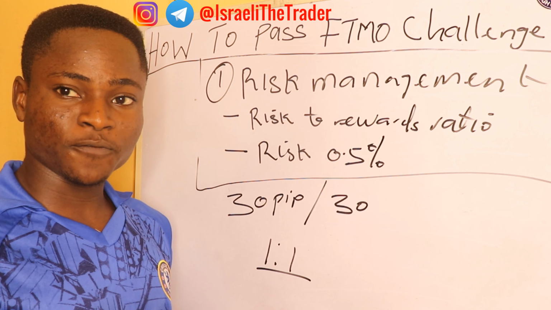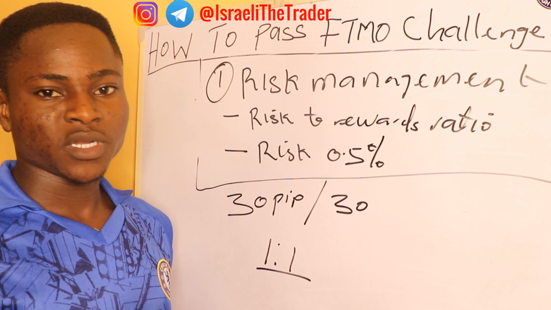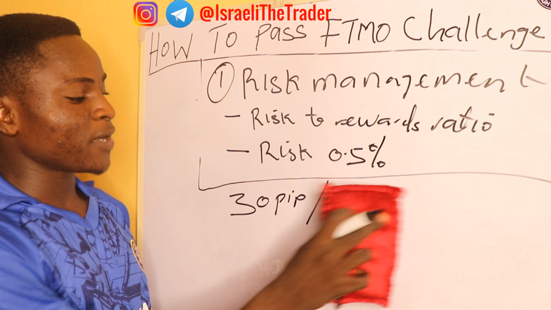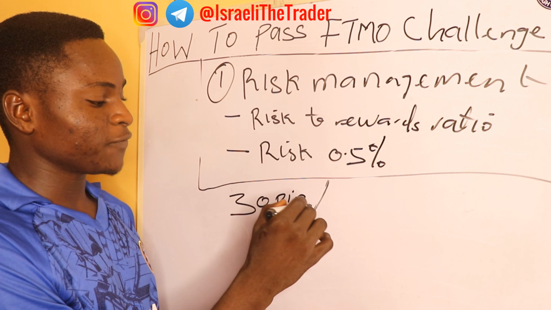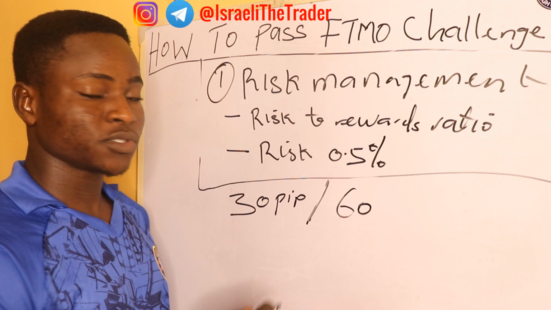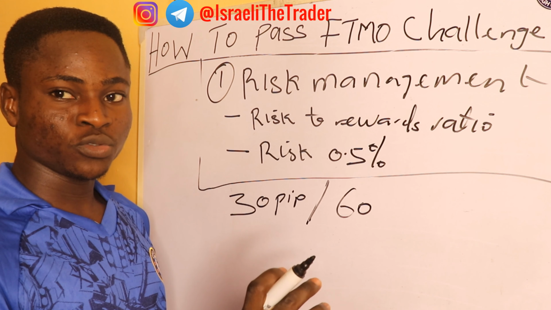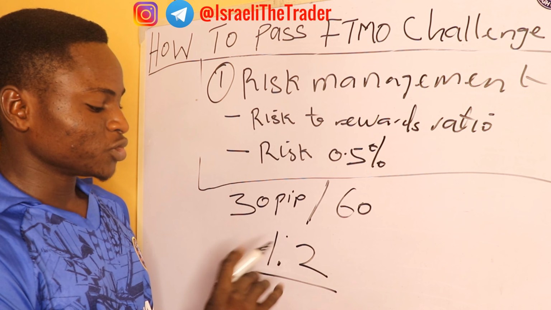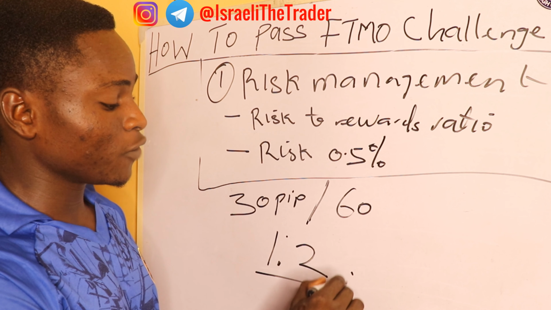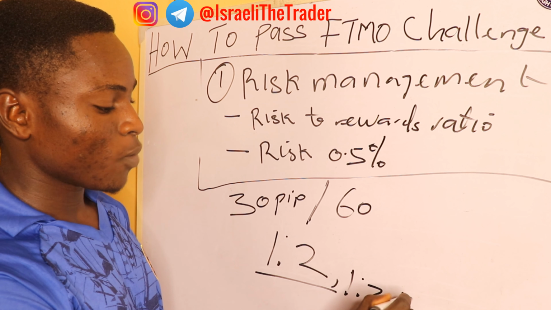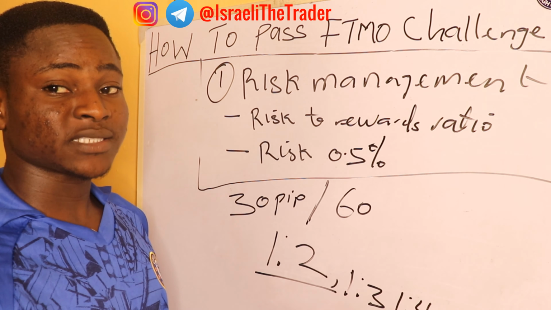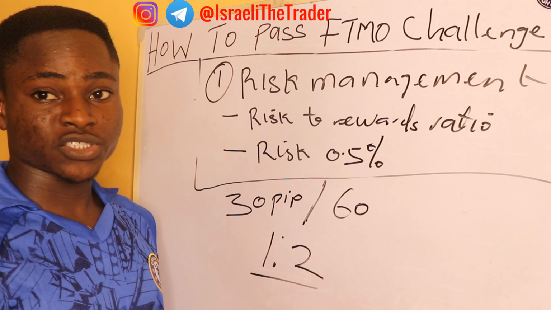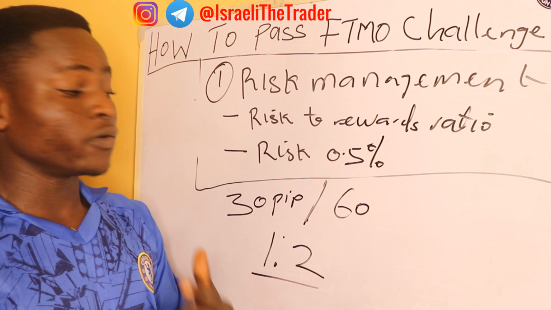So the least that you can go for is at least 1-to-2 risk to reward ratio. So let's take for example that if we are risking about 30 pips, our take profit is definitely supposed to be about 60 pips. So this is what we call 1-to-2 risk to reward ratio, right? So this is the least that you can go for. Of course, you can still go for 1-to-3, 1-to-4, 1-to-5, 1-to-6, etc., right? But the least that you can go for is 1-to-2 risk to reward ratio. Never go for 1-to-1 risk to reward ratio.